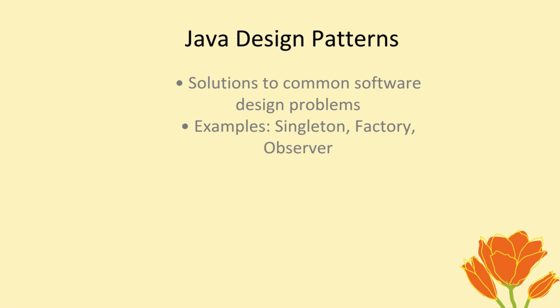The factory pattern provides an interface for creating objects in a superclass, but allows subclasses to alter the type of objects that will be created. And the observer pattern defines a one-to-many dependency between objects so that when one object changes state, all its dependents are notified and updated automatically. Understanding and applying design patterns is crucial for writing robust, maintainable, and extensible Java applications, enabling you to build systems that are flexible and adaptable to changing requirements.